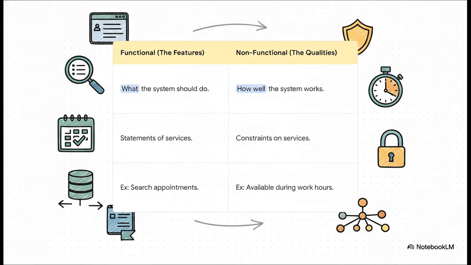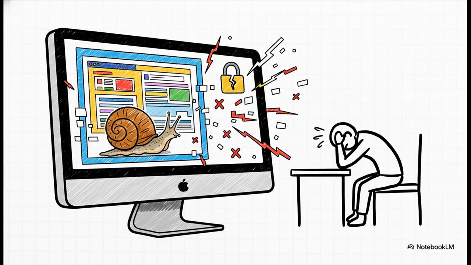Then on the other side, you have non-functional requirements. These are the hows. They're all about the qualities of the system, things like speed or security or reliability. For instance, a requirement might be the system needs to be available during normal working hours. See, that's not a feature you click on, but it is absolutely critical to how well the system works. And in a lot of ways, these qualities, the how well it does it, are just as important, if not more so. Think about it. An app can have all the coolest features in the world, but if it's slow, or it's not secure, or it's always crashing, it's basically useless, right?